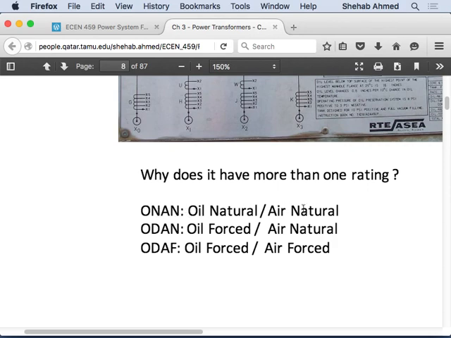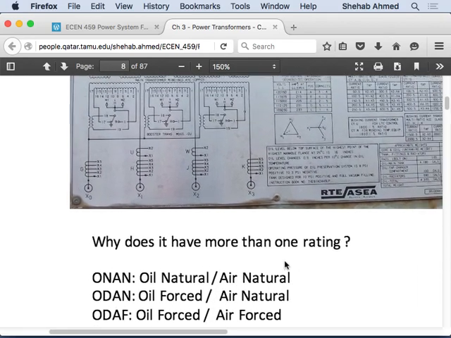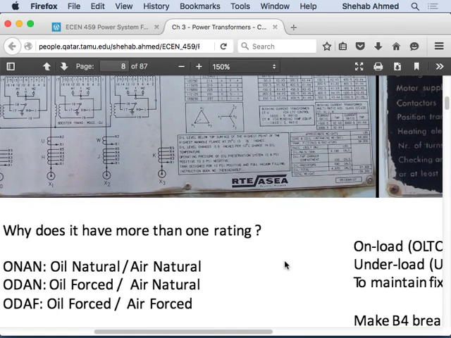There's oil natural, air natural, meaning no pumps or fans involved. And then oil forced, air natural, so you're running the oil pump. And then ODAF is oil forced, air forced, so you're running the oil pumps and the air blowers. So that's where that comes from.